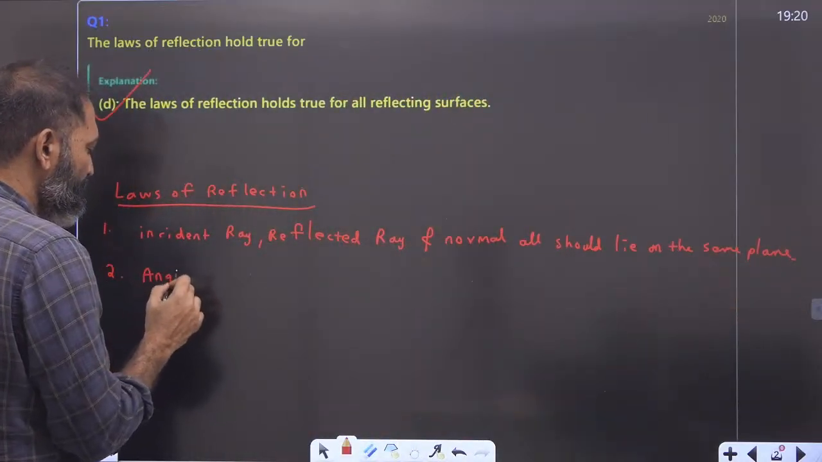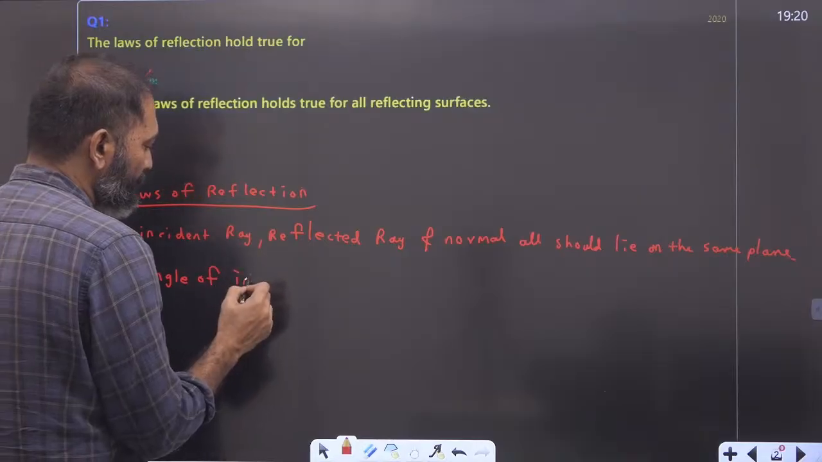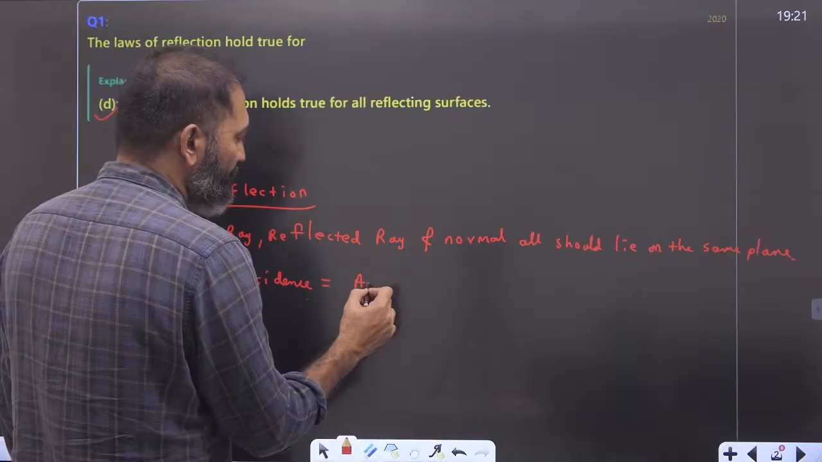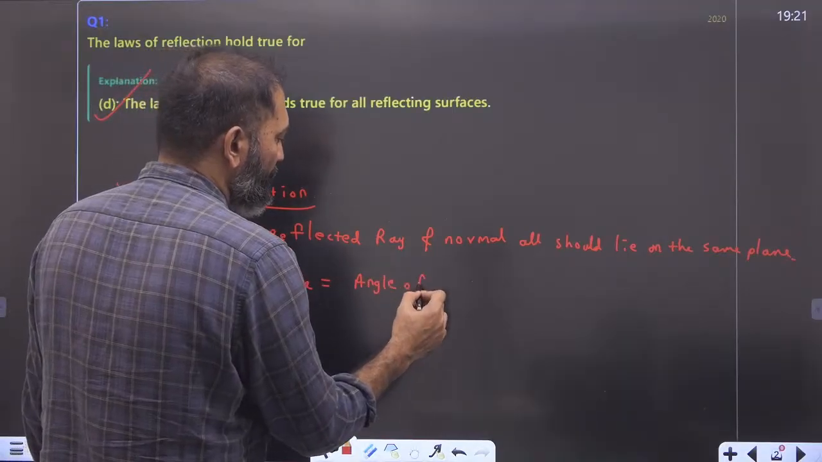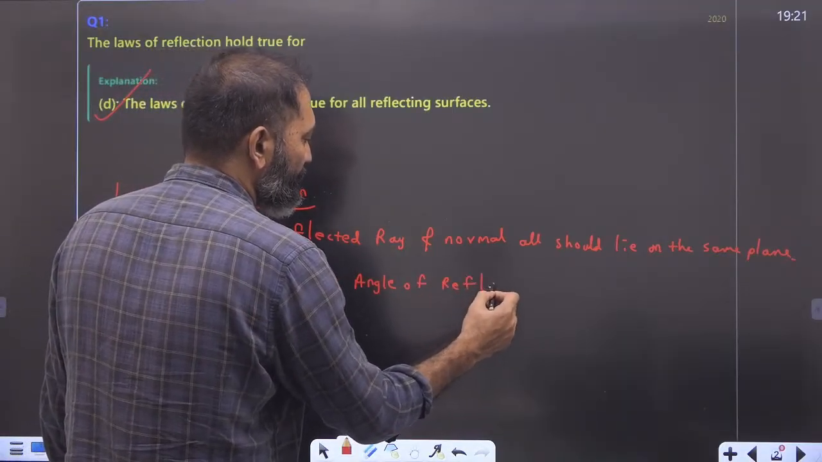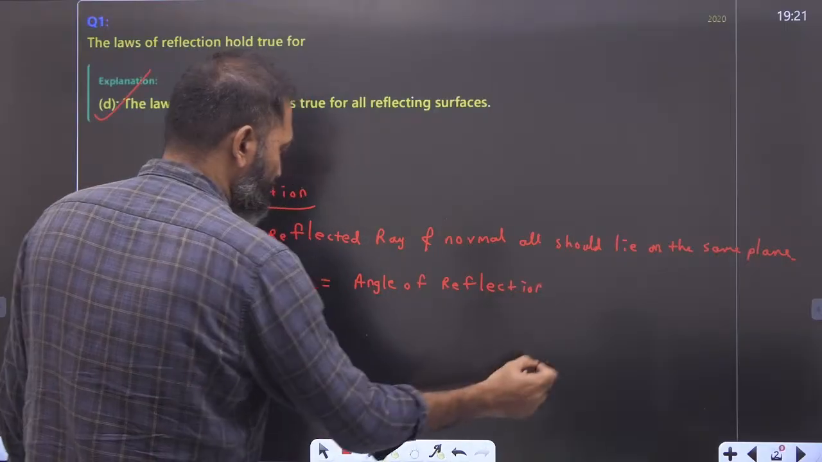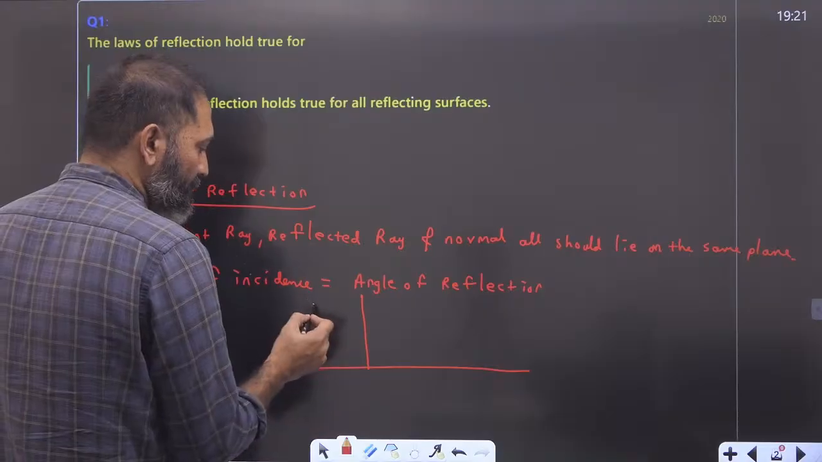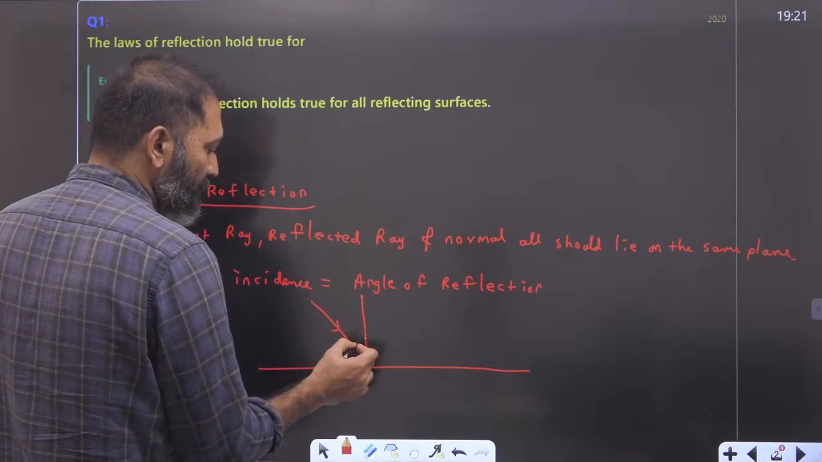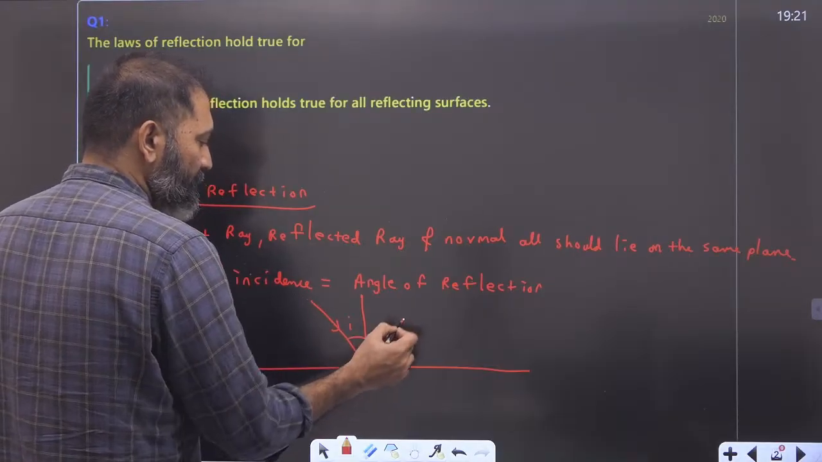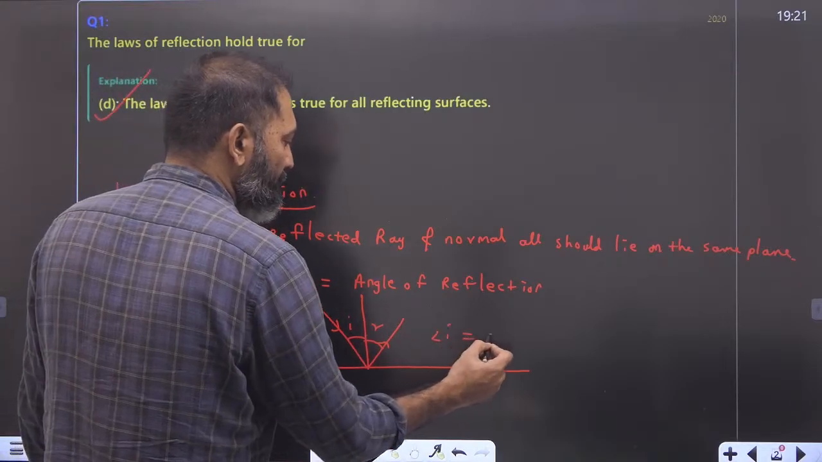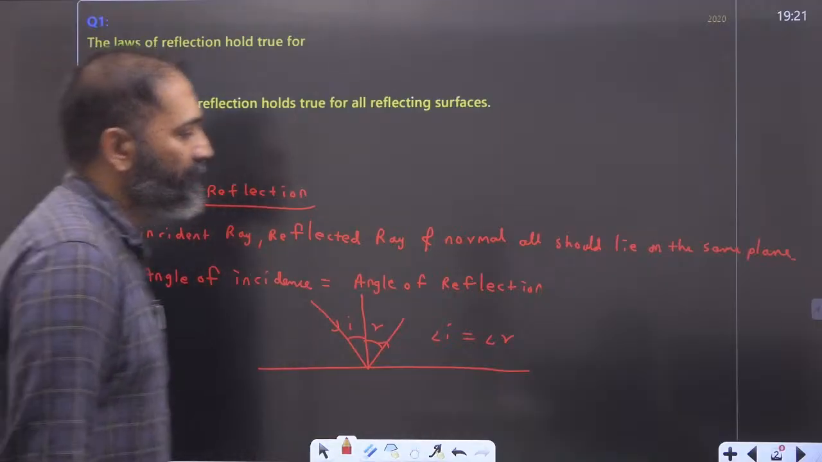Angle of incidence is equal to angle of reflection. I hope you remember this. This is the surface, this is the normal. Let this be the incident ray, this is the angle of incidence. And let this be the reflected ray, this is the angle of reflection. And angle of incidence is equal to angle of reflection.